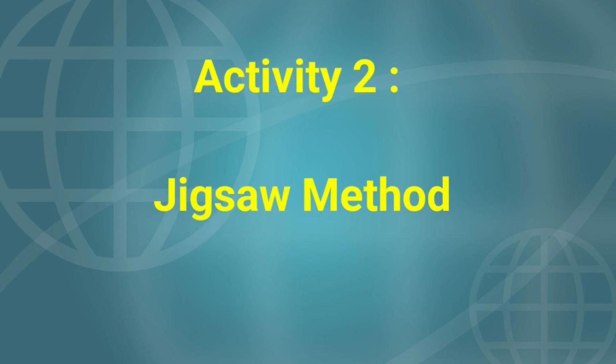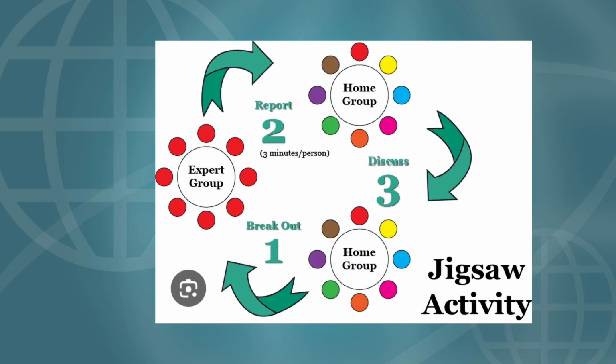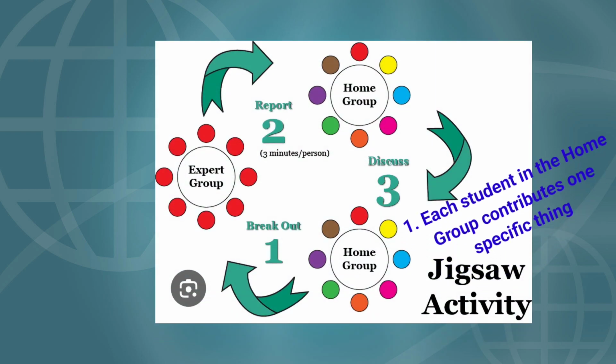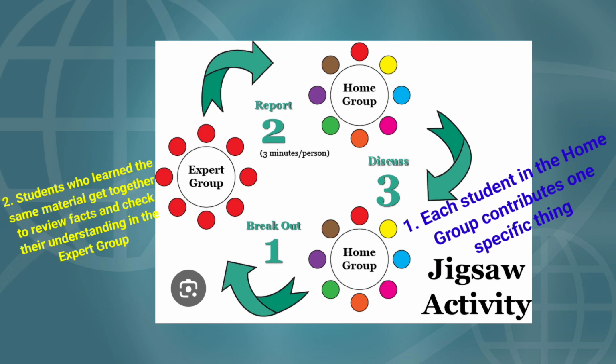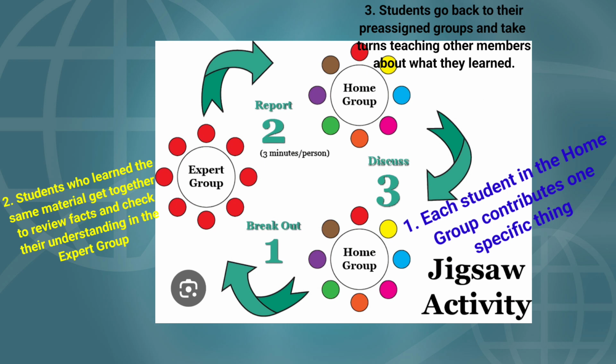In this activity, each student in a pre-assigned group contributes one specific thing to the group's overall task. They might read a particular part of a chapter, or a particular article, or research a particular aspect of a topic. The class begins with all students who learn the same material getting together to review the basic facts and check their understanding. Then students get back into their pre-assigned groups in which each member has focused on a different aspect of the topic, and they take turns teaching the other members about what they have learned.